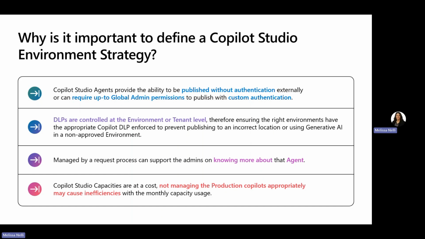DLPs are controlled at the environment or tenant level. So again, this is really important to enforce so that we know who's using what in what environment, and make sure that they're not using generative AI if it's not an approved environment. And again, just having people go through the request process so that you know what's going to be published in those production environments is super helpful.